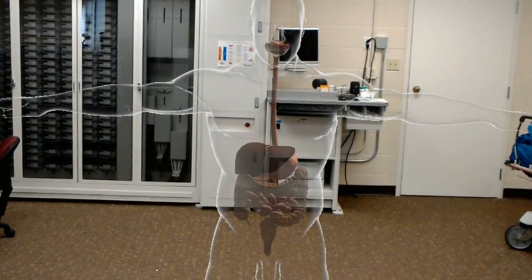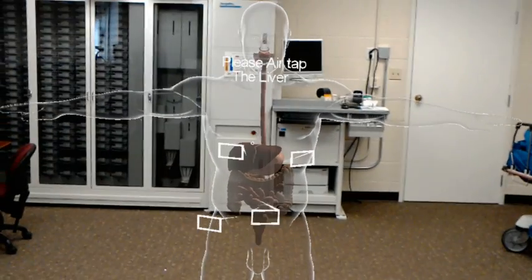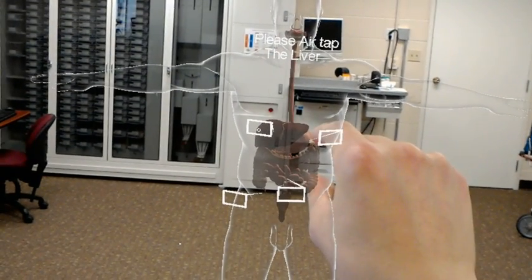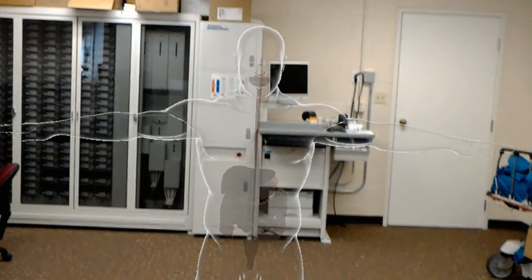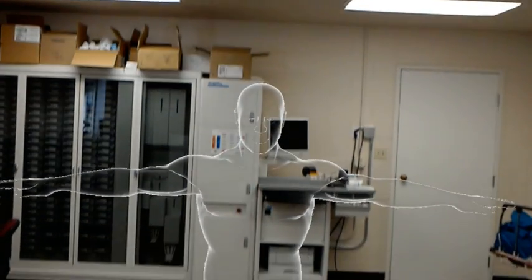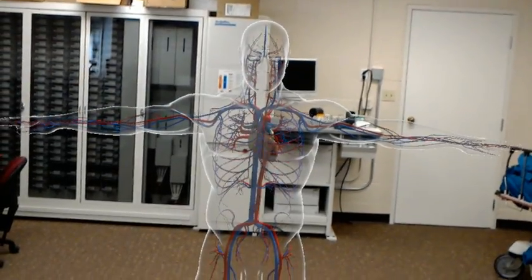In HoloLens, we can label structures to reinforce learning or support individual study outside of classroom time. Or we can design virtual quizzes to test knowledge. With the cardiovascular system, we can observe blood flow.